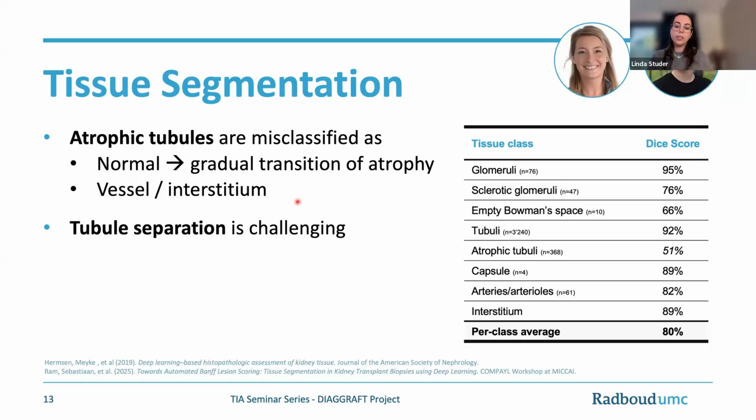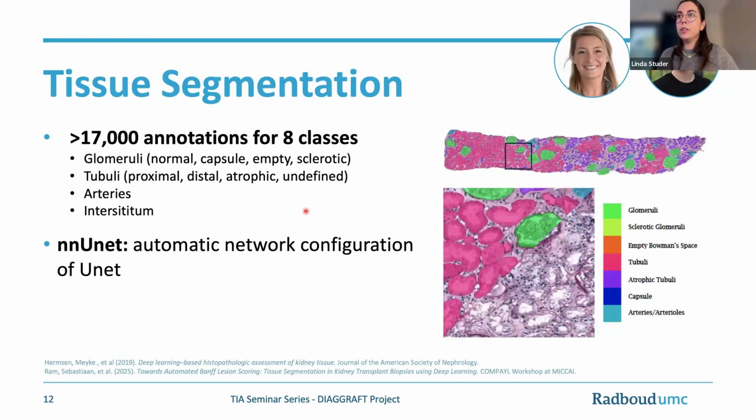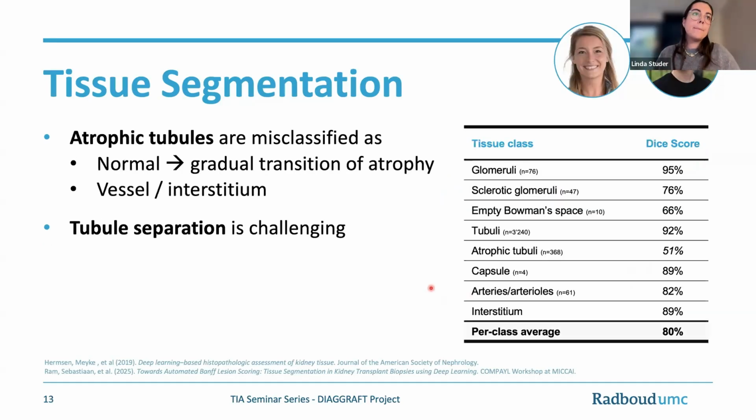Another thing that we found is that tubules, which you can see here in pink, are hard to separate because they can be very close together. Ideally, if we want to do really automated classification, we would need to separate them so we can see the inflammation within. To achieve this, he trained two networks, one for segmentation and another just for border detection. We found that this works really well to help with the separation.